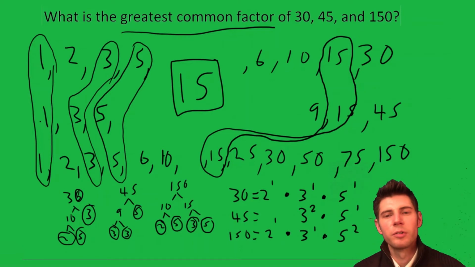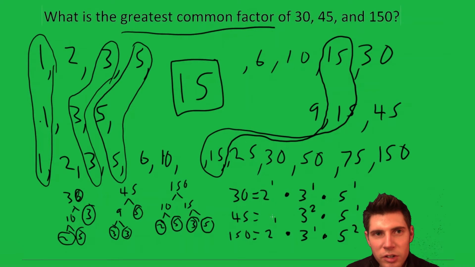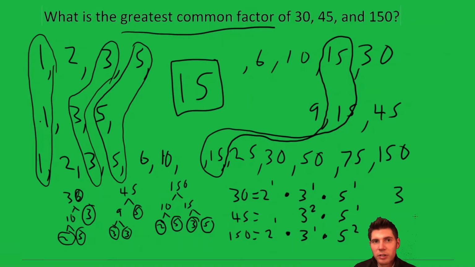So now if we're looking for the greatest common factor, we're looking for what's in common in all three of these. So 45 doesn't have a 2, so we can't count anything there. Here they all have at least 1 3 in common. So we've got a 3. And here they all have at least 1 5 in common. And 3 times 5 is 15.